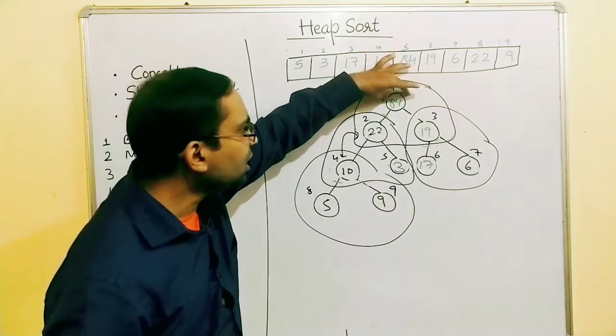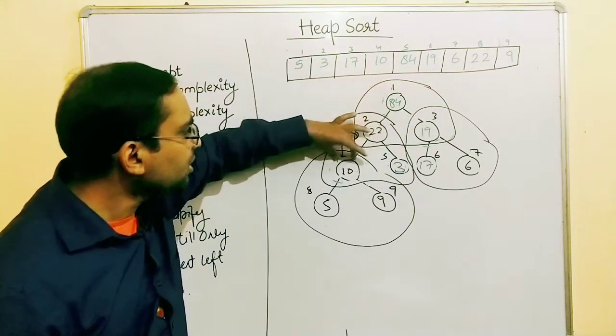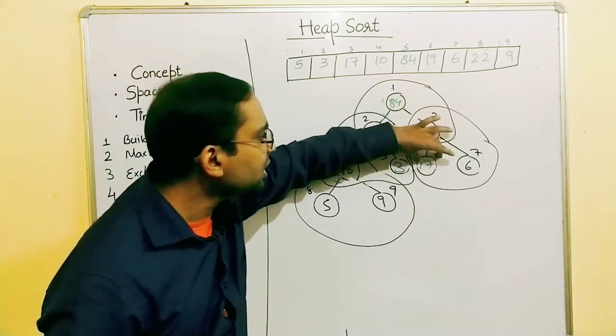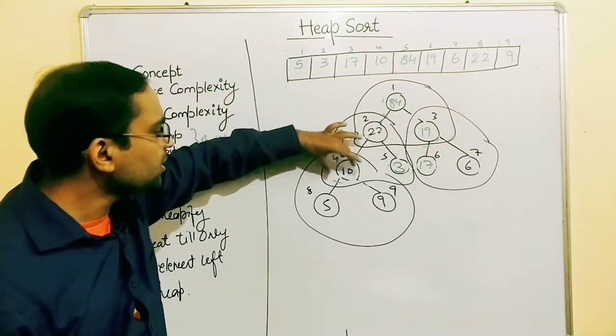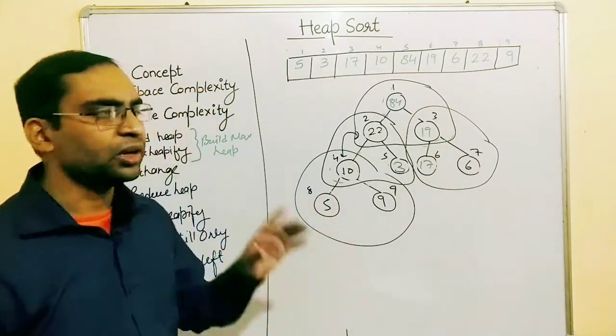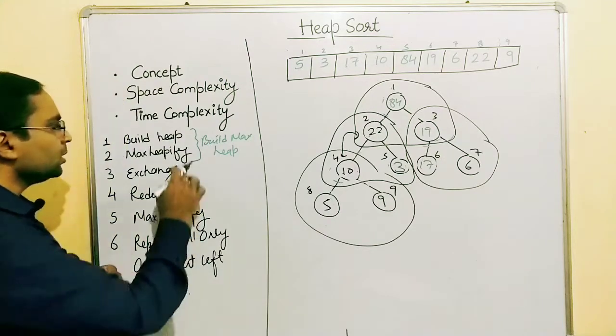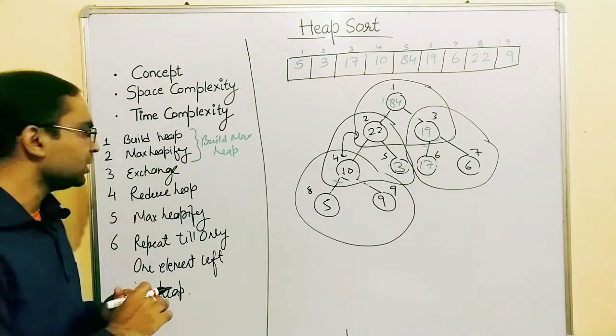Now 84 is the largest, then 22 and 19, and 22 is larger than 10 and 3, 19 is larger than 17 and 6, and this 10 is larger than 5 and 9. So this is your max heap. So we have built the max heap. Once we have done build max heap, our first and second steps are completed.